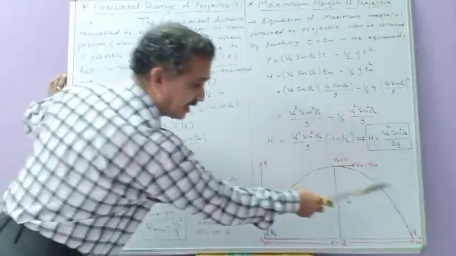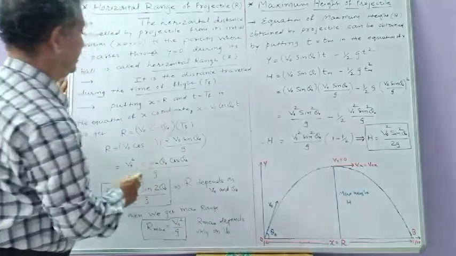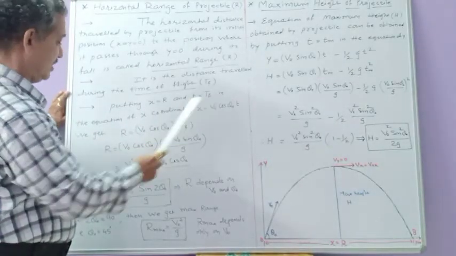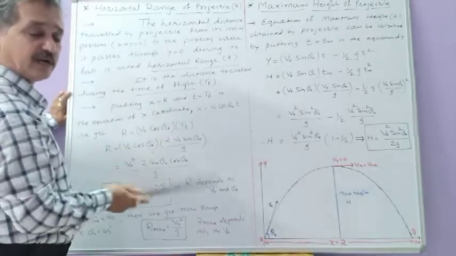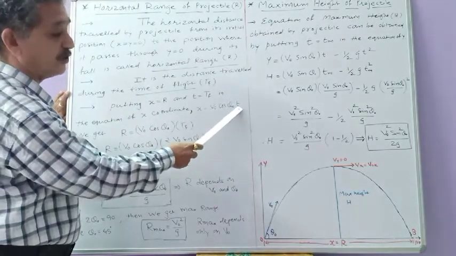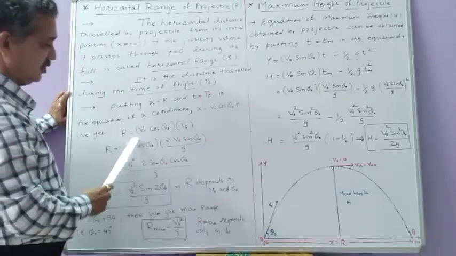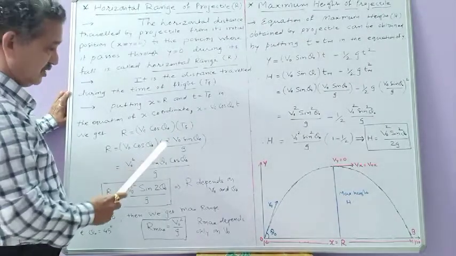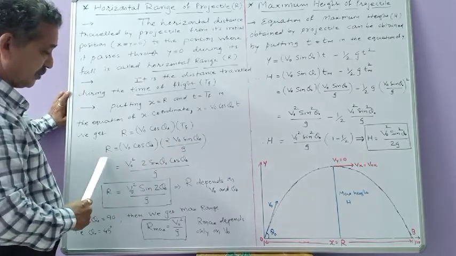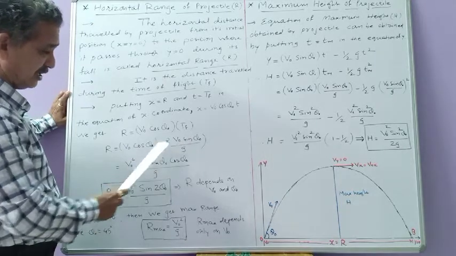So to go from here to here, how much total time will it take? tf, and tf equal to what? 2 times tm. That we have to use. So putting x equal to capital R and t equal to tf in the equation of x coordinate, and we know that the equation of x coordinate is x equal to, what was it, v0 cos theta 0 into t. So here we have to put t equal to tf and x equal to R. So R equal to v0 cos theta 0 into tf. Substituting tf equal to 2 times v0 sin theta 0 upon g, so capital R equal to v0 into v0 square 2 times sin theta 0 cos theta 0.